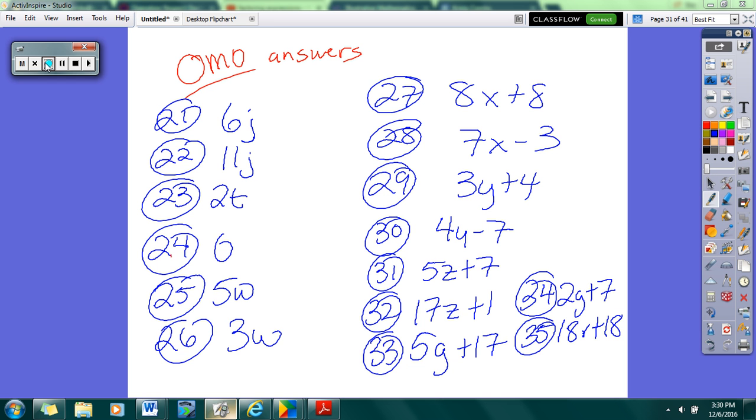And then if you'd like to read the rest of these, I got 3y plus 4 for 29, 4y minus 7 for 30, 5z plus 7 for 31, 17z plus 1 for 32, 5g plus 17 for 33, 2g plus 7 for 34, and 35 is 18r plus 18.